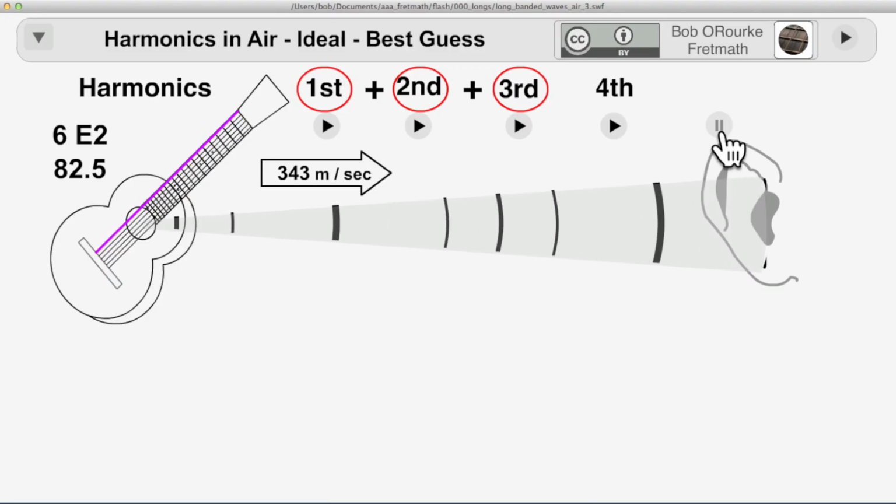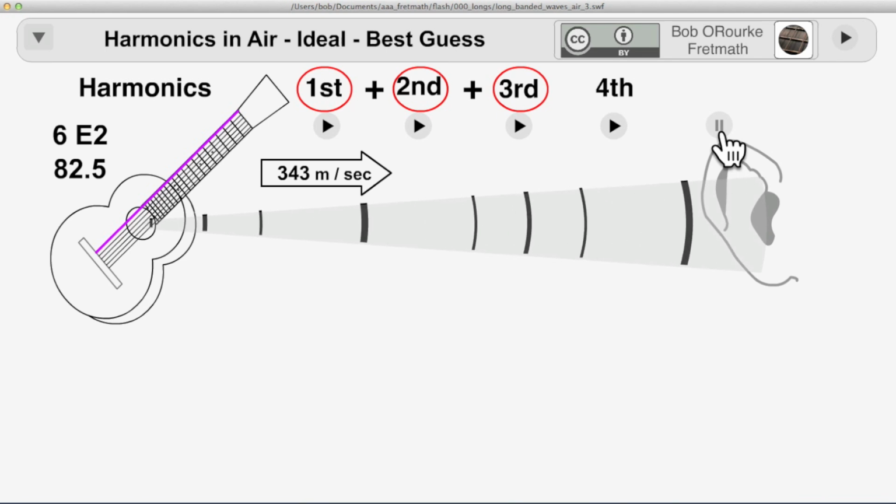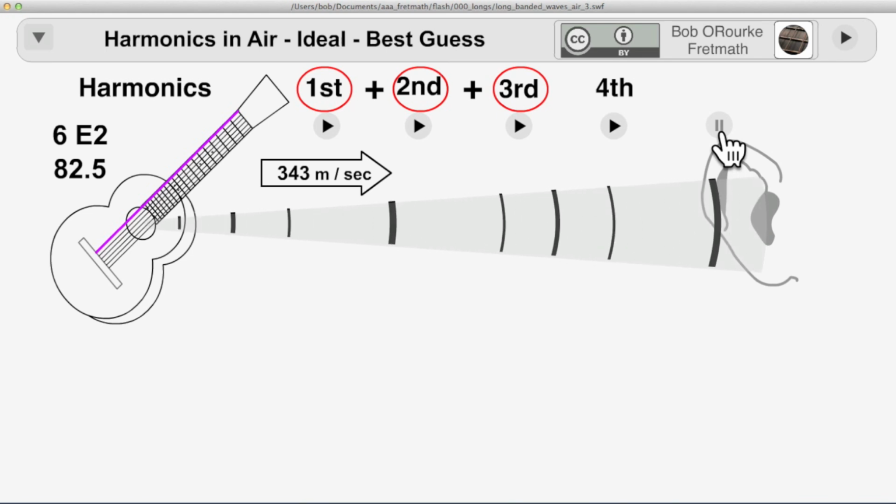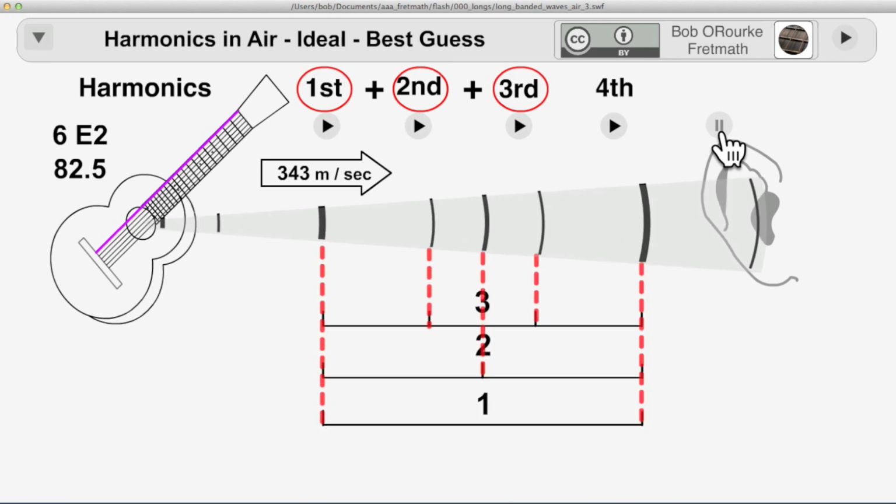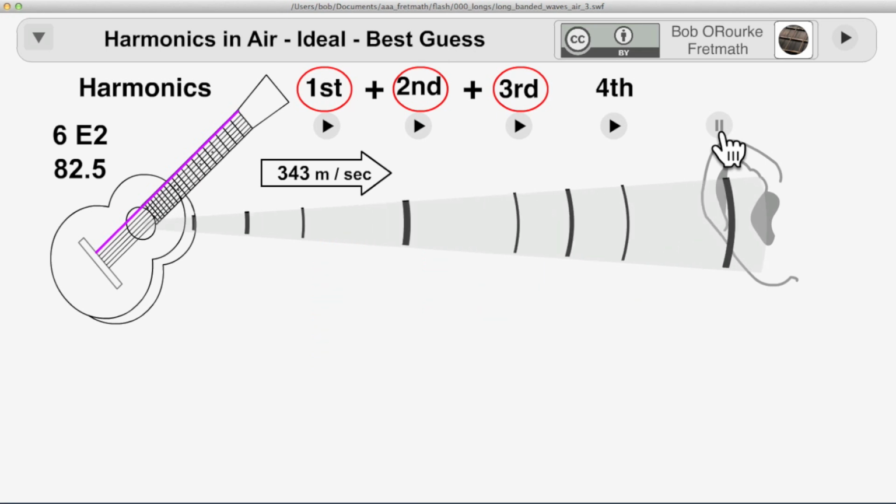Okay, I've got no source for this and no proof for it. It's my idea, so take it for what it's worth. Here's the first three harmonics. The fundamental is the darkest band of increased air pressure. The pattern into the ear.